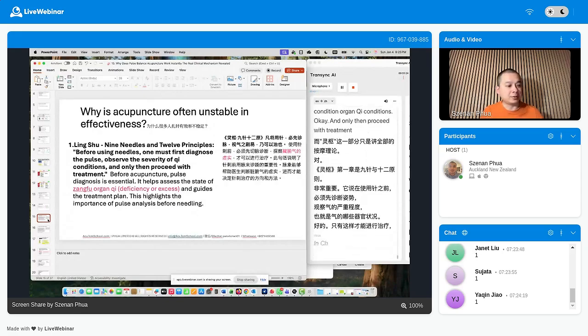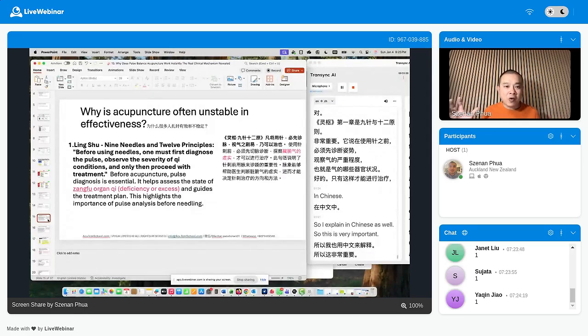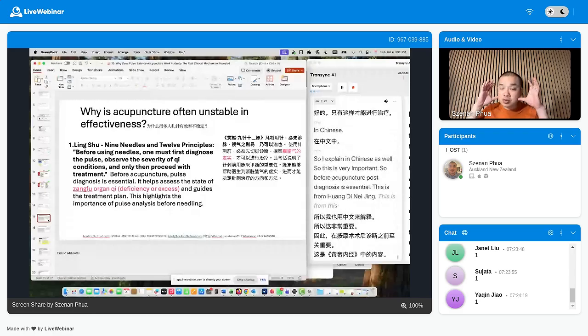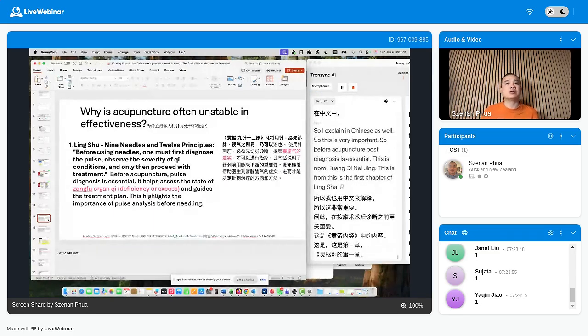在《黄帝内经灵枢》的第1个篇章叫9针12元，他说：凡将用针，必先诊脉，是气之聚义，就是看气的虚实。什么气呢？脏腑的气的虚实，才可以治，乃可以治也。So I explain in Chinese as well. So this is very important. So before acupuncture, pulse diagnosis is essential. This is from 黄帝内经. This is the first chapter of 灵枢. Right? You see how important that is?